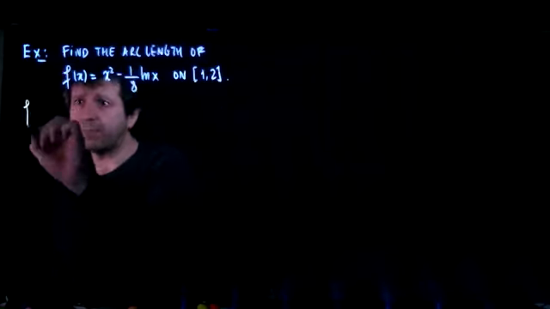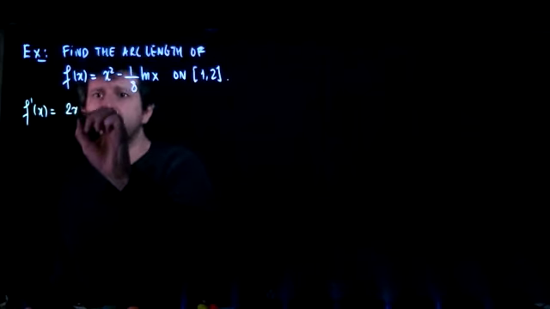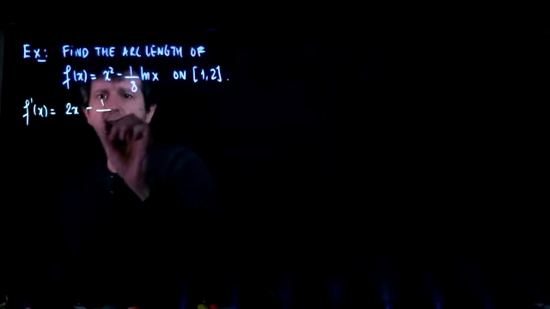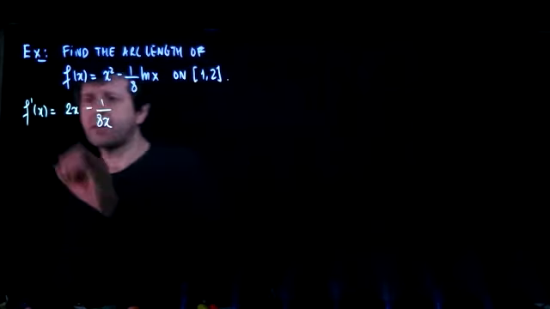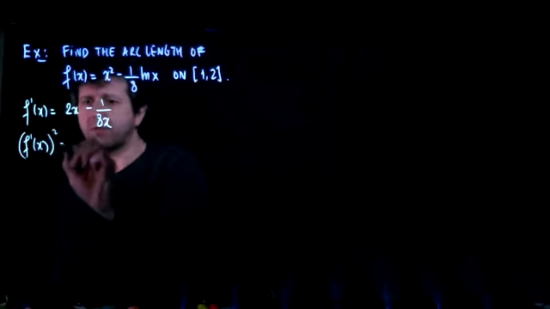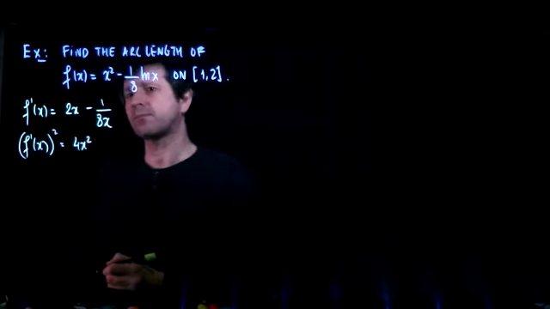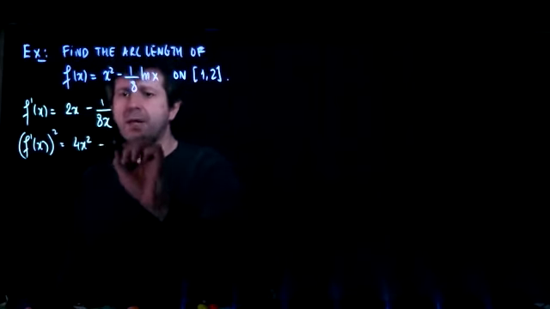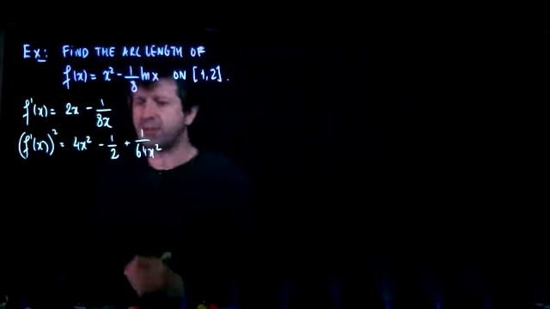So right away, f prime is 2x minus 1 over 8x. F prime squared is 4x squared minus 1/2 plus 1 over 64x squared. Is that what you got?